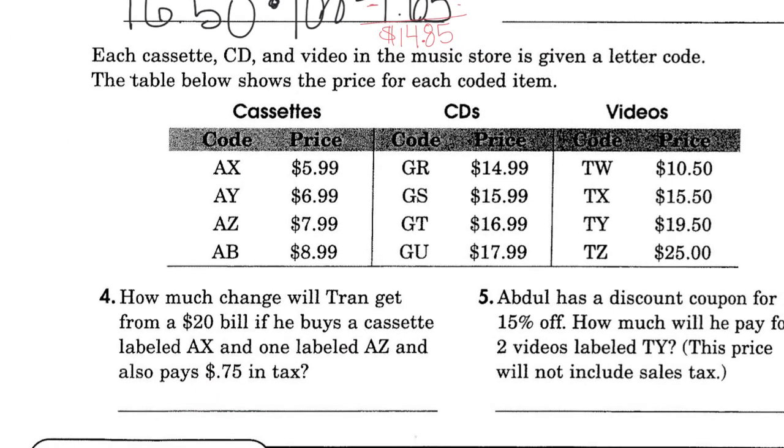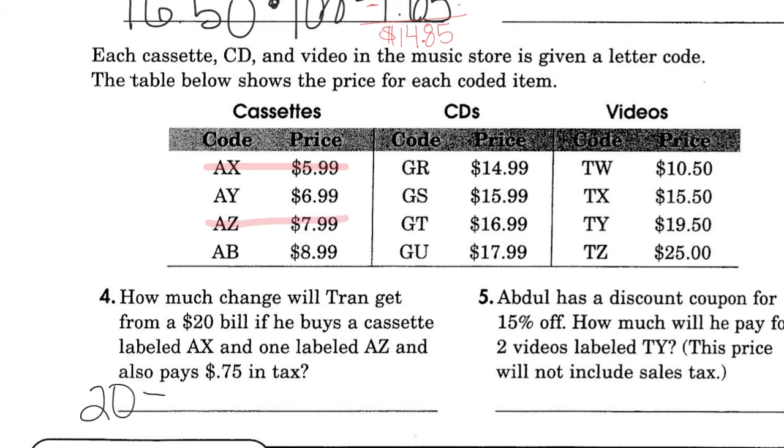Now, down here on problem number 4, it says each cassette, CD, and video in the music store is given a letter code. The table below shows the price for each coded item. On problem 4, it says, how much change will Tran get from a $20 bill? So I'm starting with a $20 bill. I'm going to write $20 bill, and I'm going to subtract from that. Now, it says if he buys a cassette labeled AX, so my cassette is $5.99, and one labeled AZ.